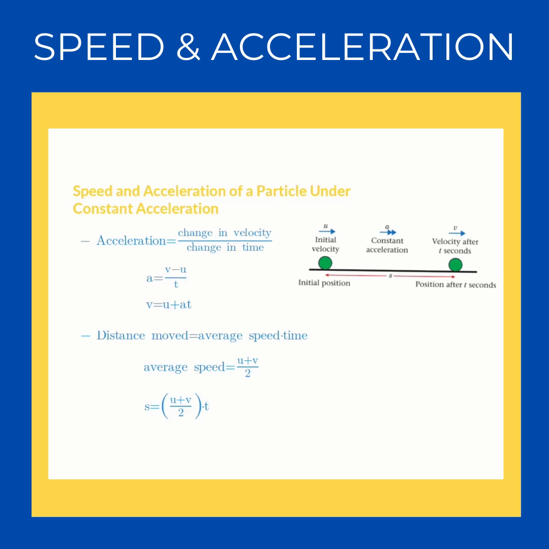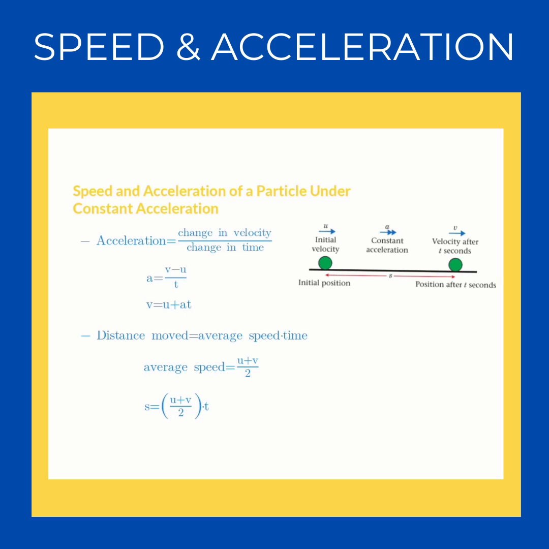Now, to find the acceleration, it is equal to the change in velocity over the change in time. The change in velocity is the difference between the initial velocity and the final velocity, so it's v minus u, over the change in time, which is t. So if I want to find v, the final velocity, I will manipulate this formula so that v becomes u, the initial velocity, plus a times t.